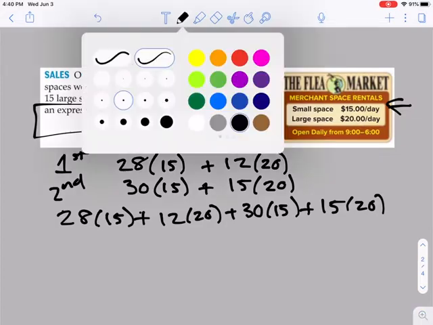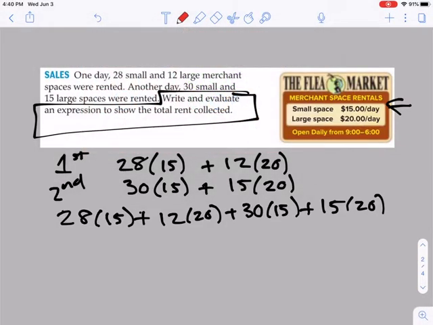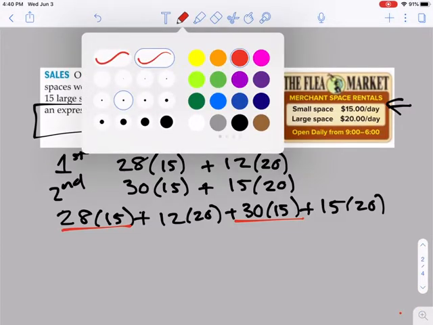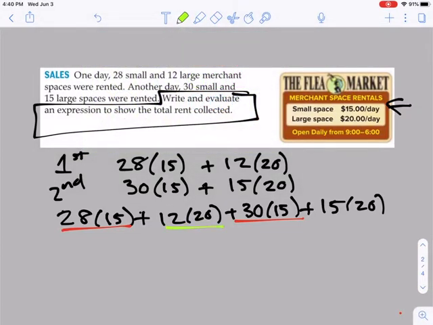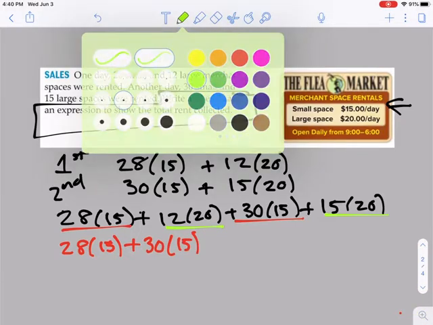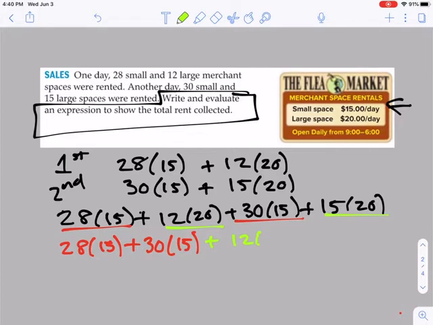Now I'm gonna do a little moving around here. What I'm gonna do is I'm gonna highlight the 15s with red, and then I'm gonna highlight the 20s, the ones multiplying by 20, in that day glow green. So let's do the reds first, and let's put them by each other. All right. So we have 28 times 15 plus 30 times 15, and then for the other ones, you have plus 12 times 20 plus 15 times 20. Now we're going to do a little trick here.